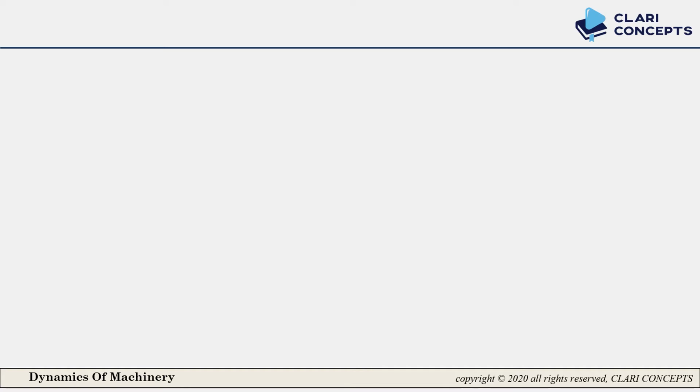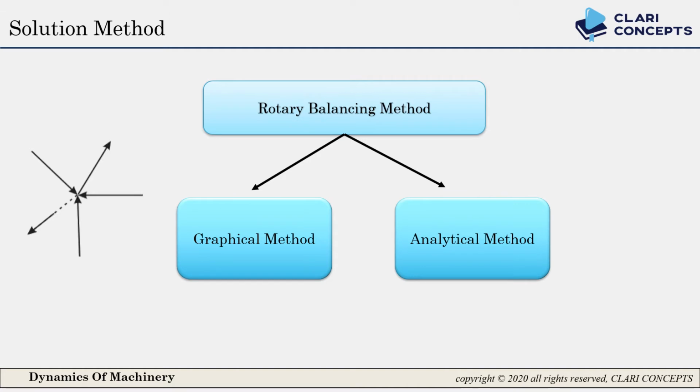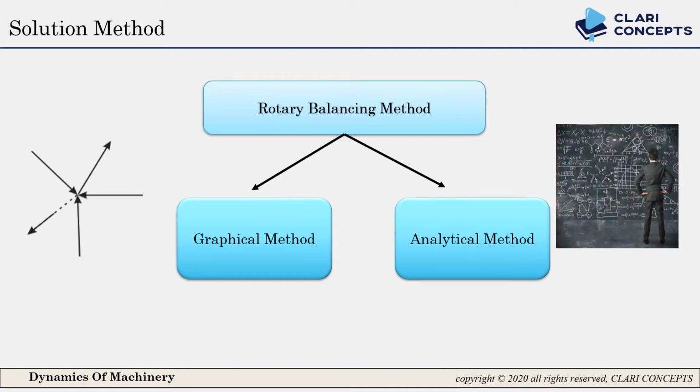In this lecture, we will discuss only the first two methods, and in the next video, we will discuss the other two which remain. Before we learn about the methods, first discuss the solution method. So there are two methods in rotary balancing. One is the graphical method. In this method, we will draw and get the answer. Another one is the analytical method or analytical approach. In this, we will solve mathematical equations to get the answer.